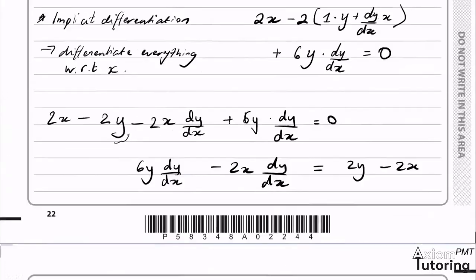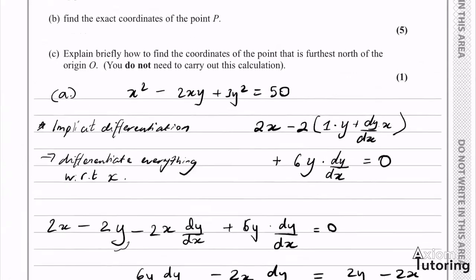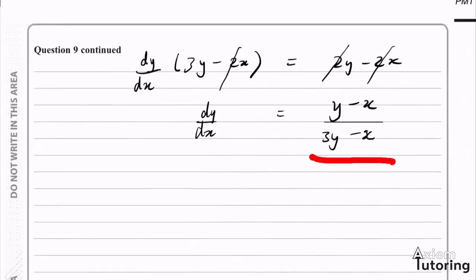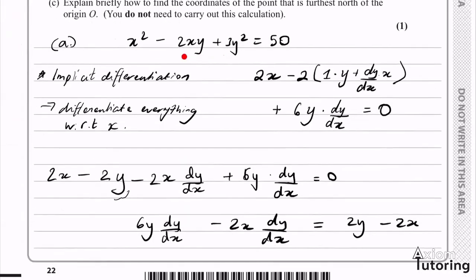Let's just double check. Is that what we want? Dy over dx equals y minus x all over 3y minus x. And that's what we have here. Okay, so that's part A. And we used implicit differentiation and also the product and the chain rule where necessary.